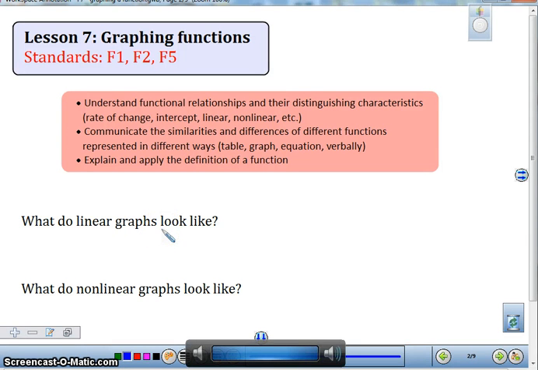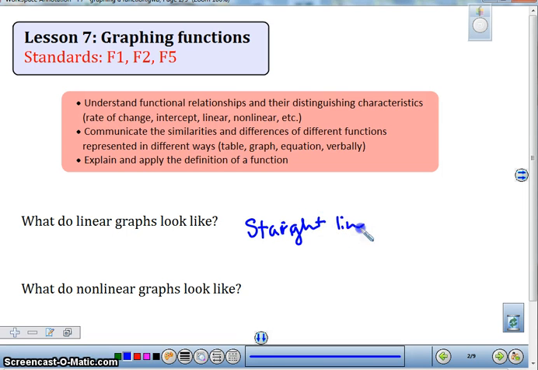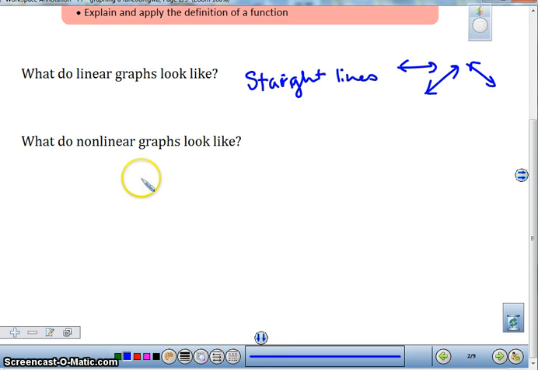In the last lesson, we learned a lot about working with linear and nonlinear functions. So, what do linear graphs look like? Hopefully at this point you should be thinking these are your straight lines. It could be horizontal, it could be slanted going up or slanted going down, but they are straight lines. Whereas when we look at nonlinear graphs, we should see, obviously, not straight lines.